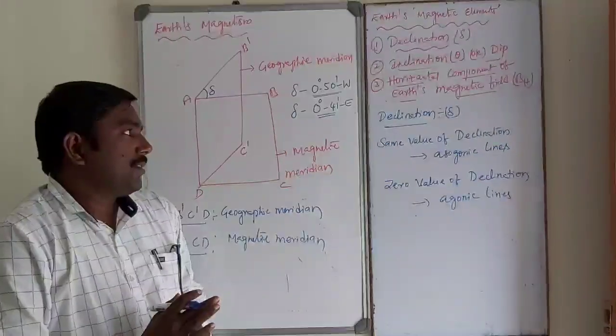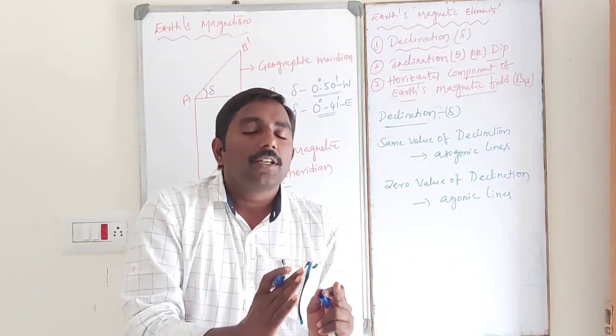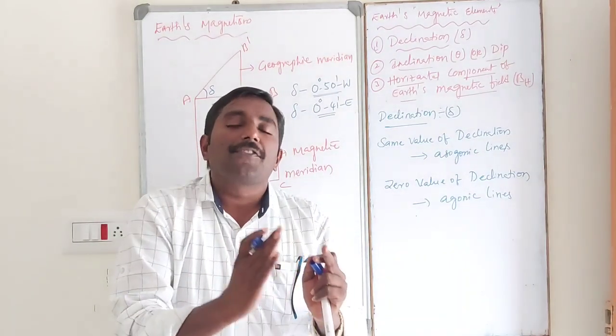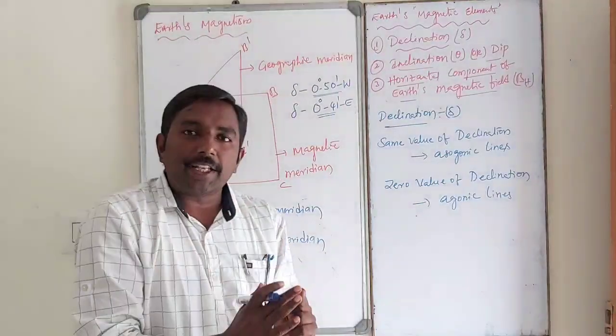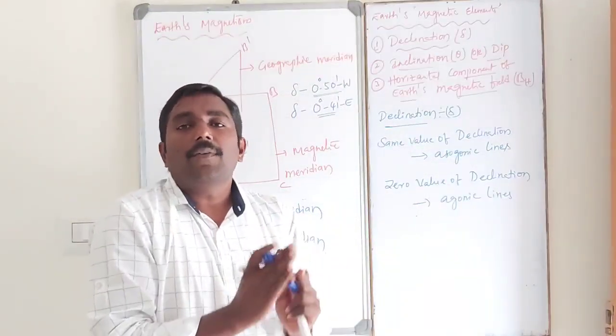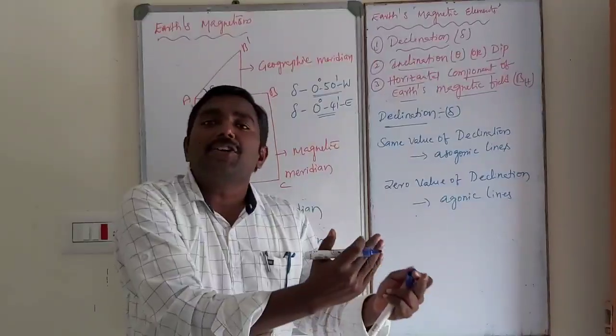Okay, so that is the declination concept. So simply declination means what? The angle between the magnetic meridian and the geographic meridian is called declination, represented by the letter delta. The value is minimum at the equator and maximum at the higher latitudes.